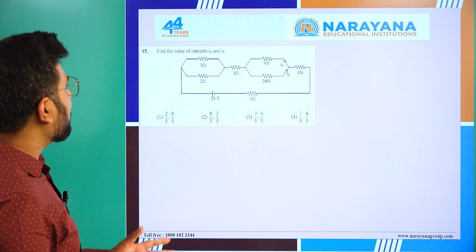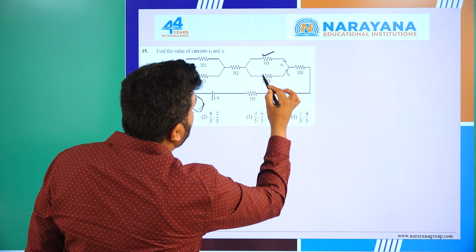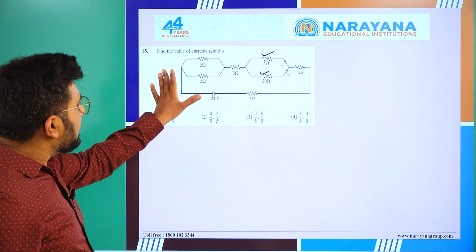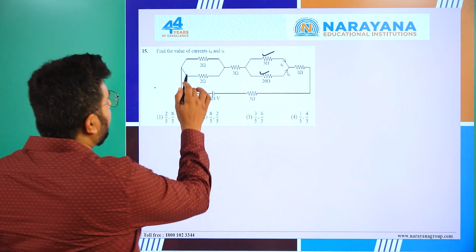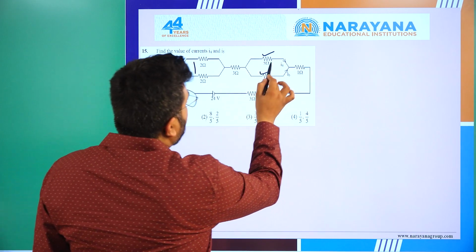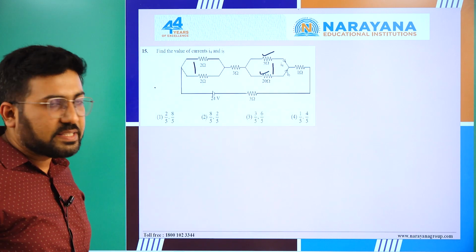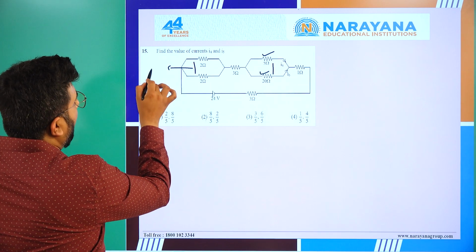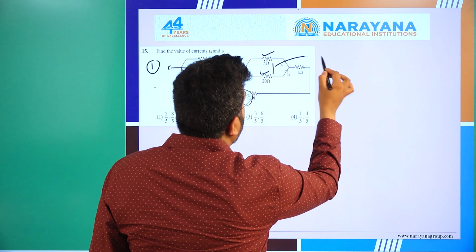Find the value of current I4 and I5. So this is I4, this is I5. Okay, and this is a very simple series parallel combination. You can clearly see these two are in parallel, these two are in parallel, and the resultant all of them are in series. So first I will say this two resultant is 1, this is 3, this two resultant I will find out.